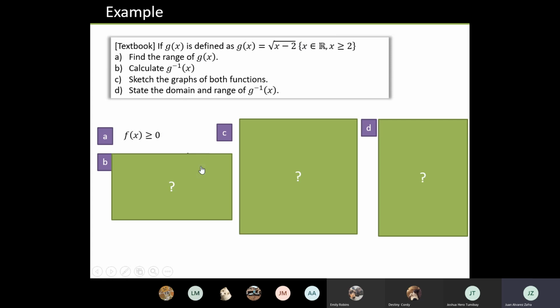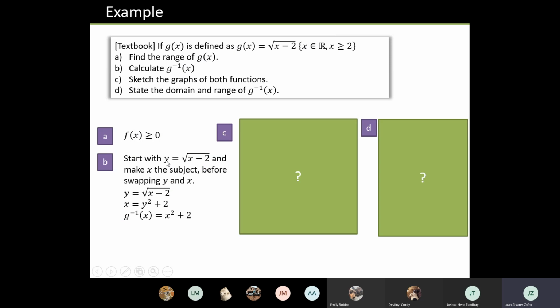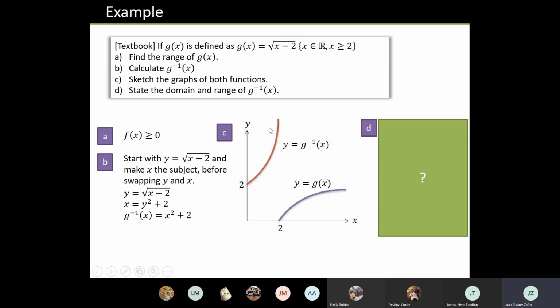Calculate the inverse function. So what do we do for the inverse function? We let y equal the output. We change the subject, so we're going to square both sides. We get y squared equals x minus 2. Add 2, so x equals y squared plus 2. Now we change the x and y's round, so we get y equals x squared plus 2, and that's our inverse function.